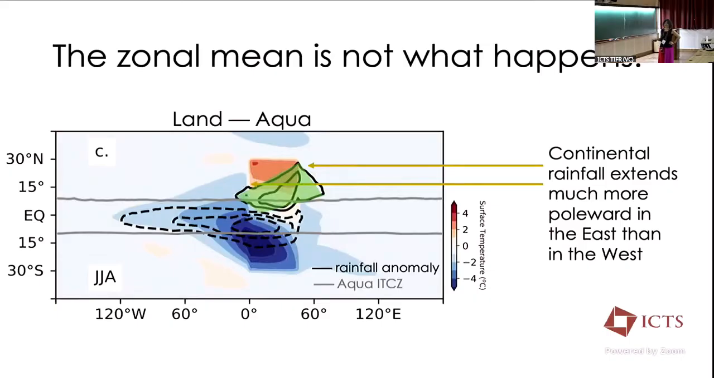Why you get a cold tongue in the ocean without any ocean dynamics is an interesting question, but I'm not gonna go into that. What we're gonna focus on is what I have highlighted here in green, which is our monsoon, right? We looked at the zonal mean before, but you see that the east and the west do something different, right? This is not a zonal mean. This is not a zonally uniform response.